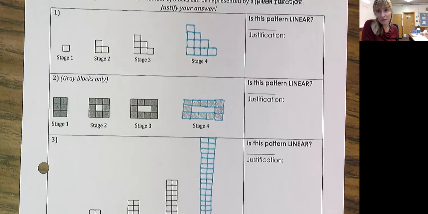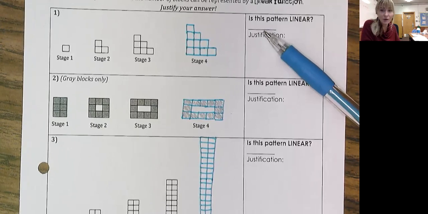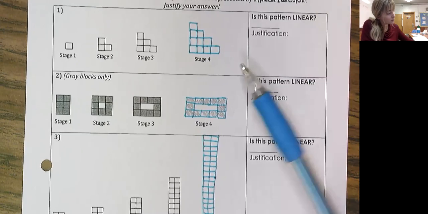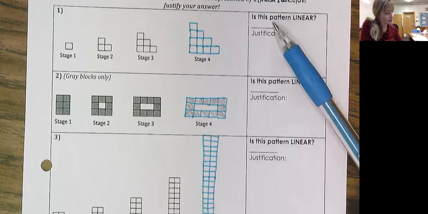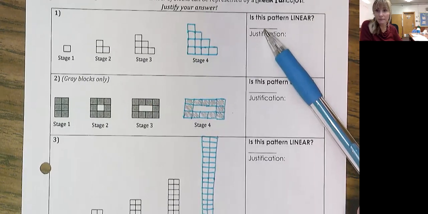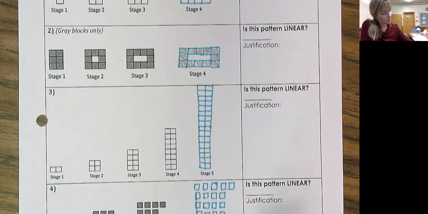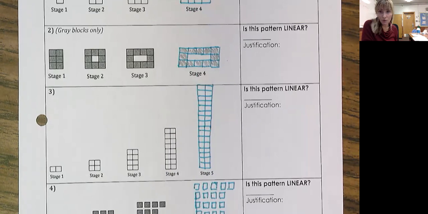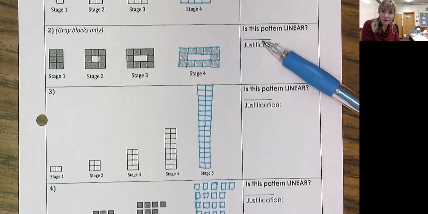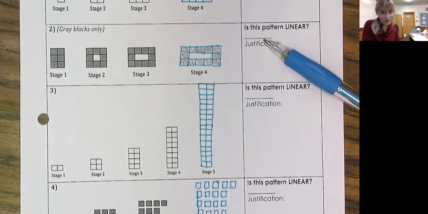It asks for a justification. Right now, to start though, I just want you to write yes or no on this little line right here. Looking over this pattern, do you think it's linear? Yes or no? Go ahead, write it down right now. Number 2, check out this pattern. Do you think it's linear? Yes or no? Go ahead, write it down right there.